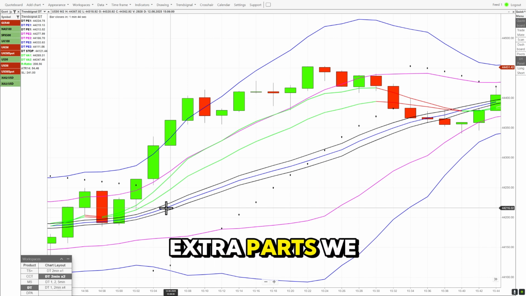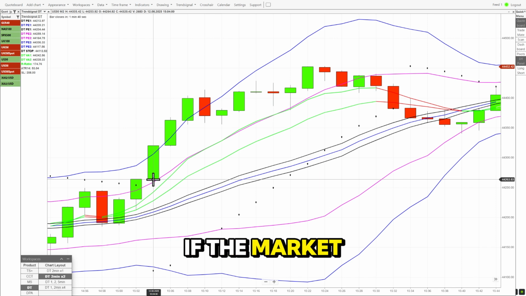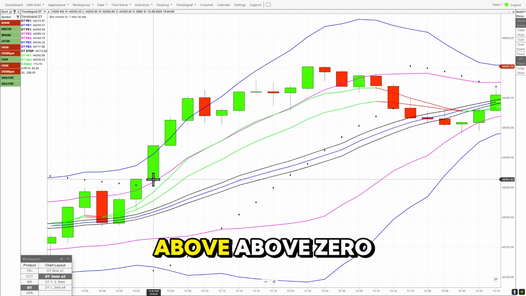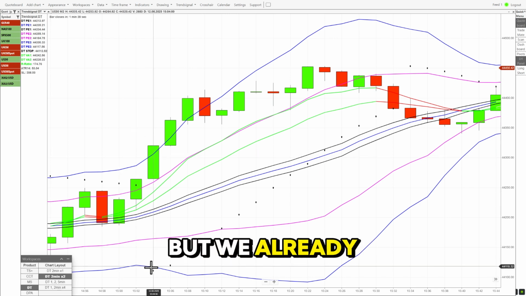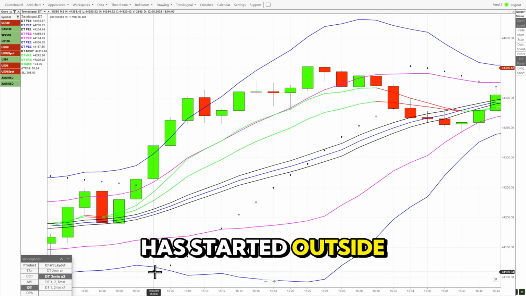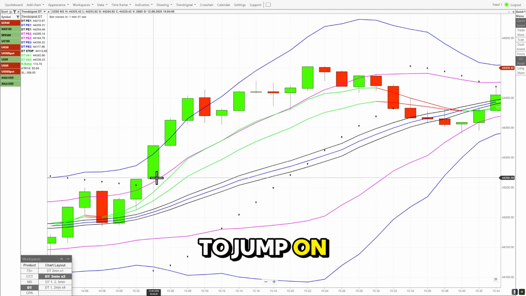There's then two extra parts we need to look at, okay? We need to look at the R ratio. This tells us if the market is too compressed and it's not worth us trading it. So 174.76, which means we're well above zero, which is what the rule requires. This being larger doesn't really tell us much other than the market stretched. We already know that because the black band has started outside. So this is a perfectly good trade for us to jump on, which we did.